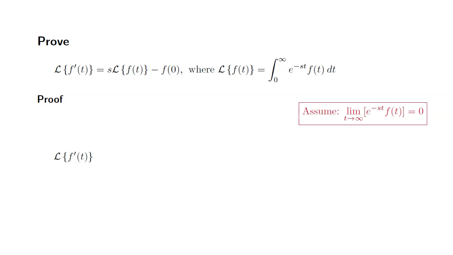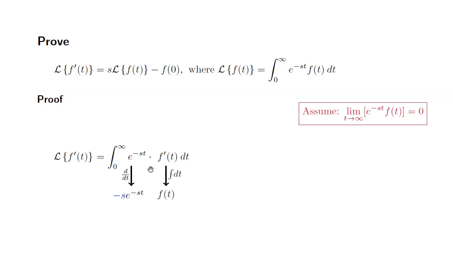Right? Start with the Laplace transform of f prime of t. By following the definition, we have the integral from 0 to infinity of e to the negative st times f prime of t with respect to t. Right? So I'm going to apply integration by parts. Here's my way. I'm going to take the derivative of the first guy, which is negative s e to the negative st. I'm going to take an antiderivative of the second guy, which gives us just f of t.